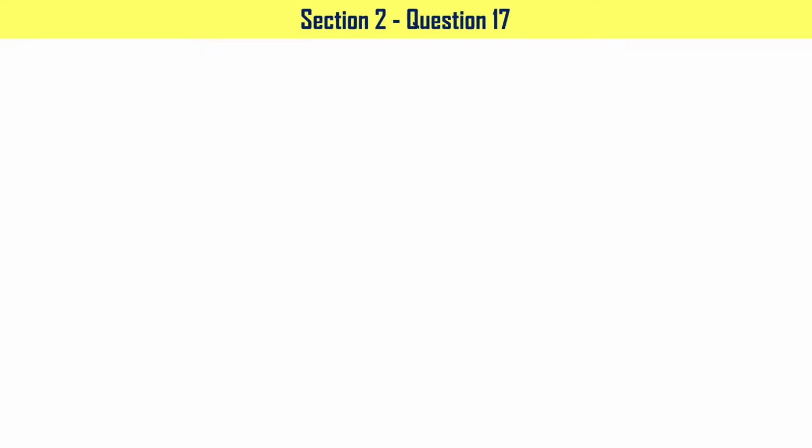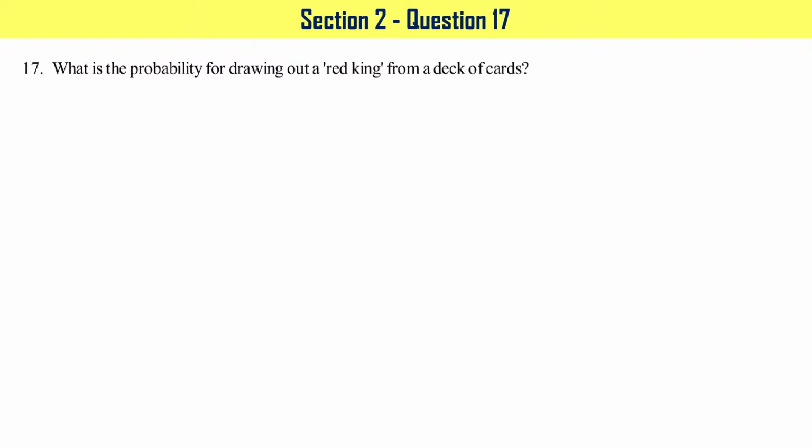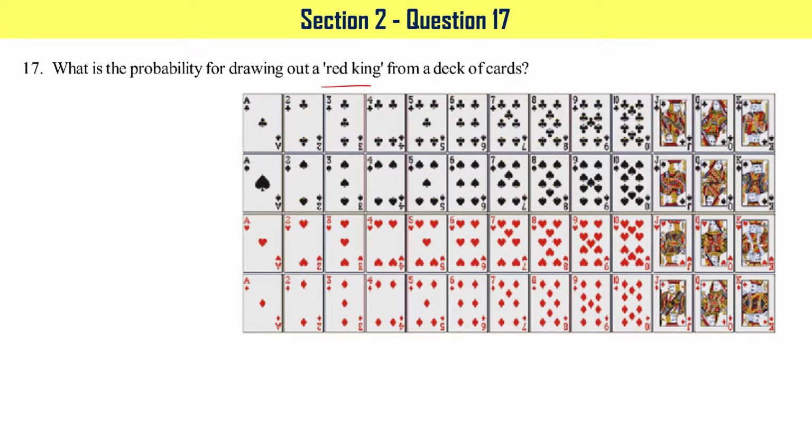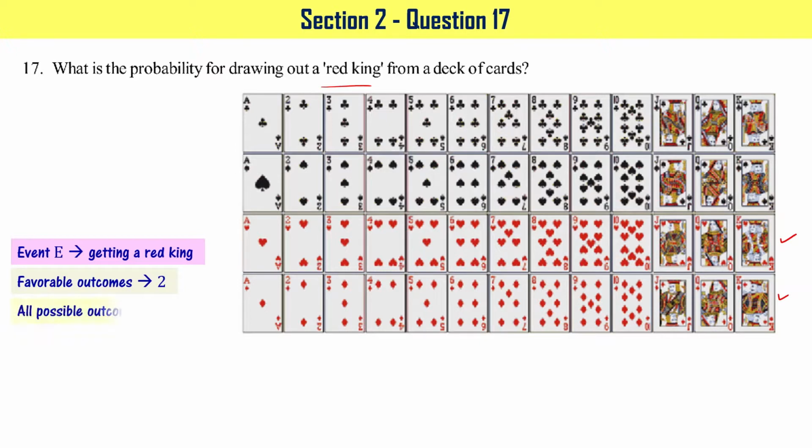Question number 17. What is the probability for drawing a red king from the deck of cards? When you arrange the deck of cards, you get the arrangement like this. As you see here, we say event E is drawing a red king, right? We have 2 red kings in this whole deck, right? It means the favorable outcomes is 2. Whereas the number of all possible outcomes is 52 because we have total 52 cards.